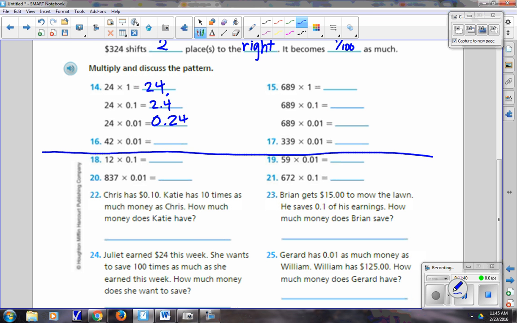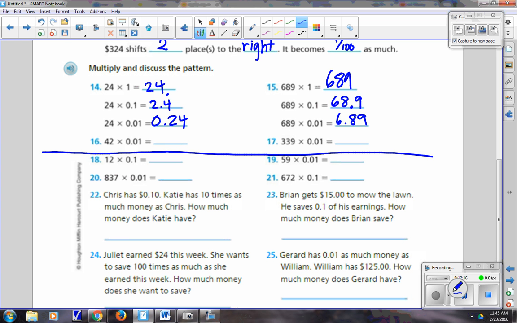Good job, guys. Okay, let's do number 15. 689 times 1 is? 689. You guys are so good. 689 times 1/10. 68.9. No, read it right. 68 and 9/10. Thank you. 68 and 9/10. 689 times 100th. 6 and 89 hundredths. See what I mean? Yep. When you read it correctly, then you know you're correct, right?